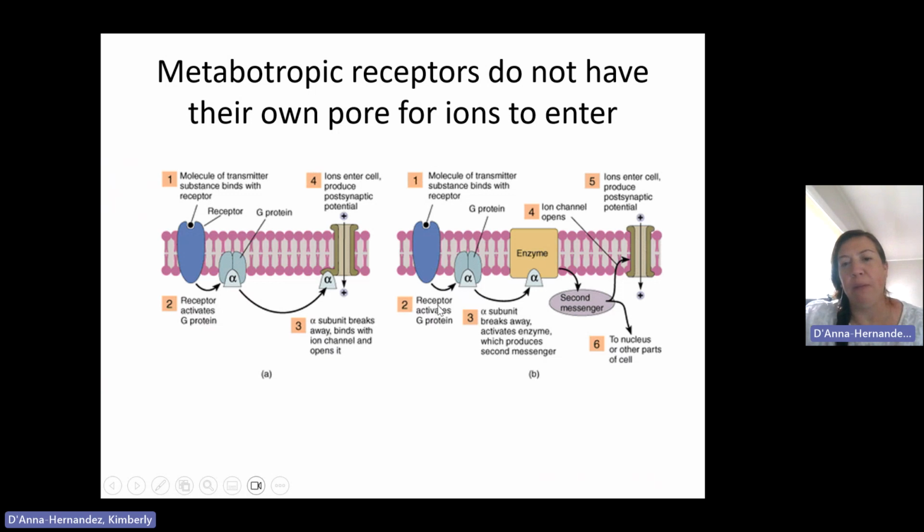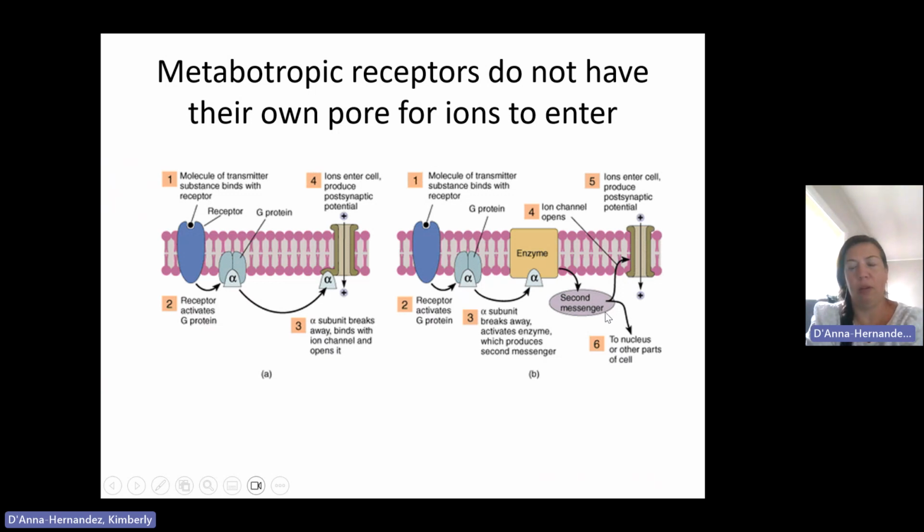Here you have a G protein, it comes away, it can activate an enzyme, which activates a second messenger system, and then that's what's going to go and open the ion channel. And it also goes into the cell and creates a cascade of long-term effects. So because metabotropic receptors have some of these intracellular process changes and second messengers, their effects are usually longer acting.